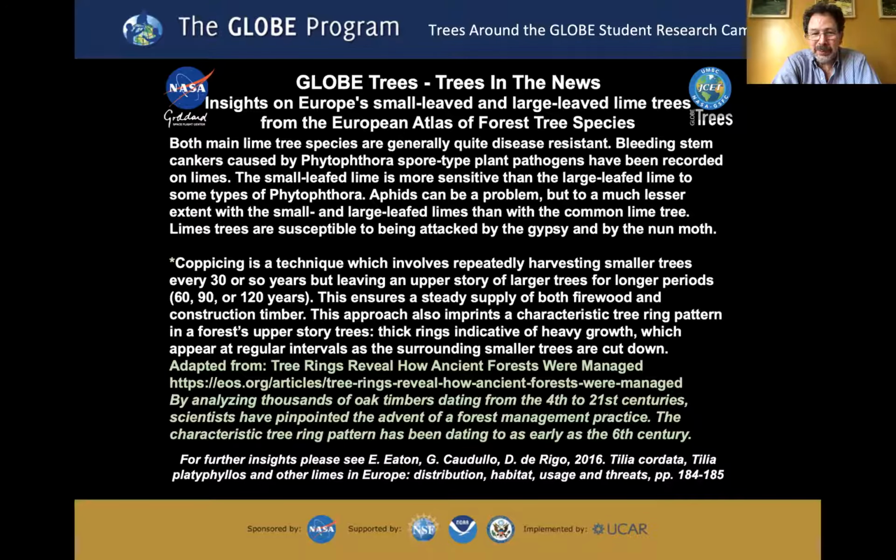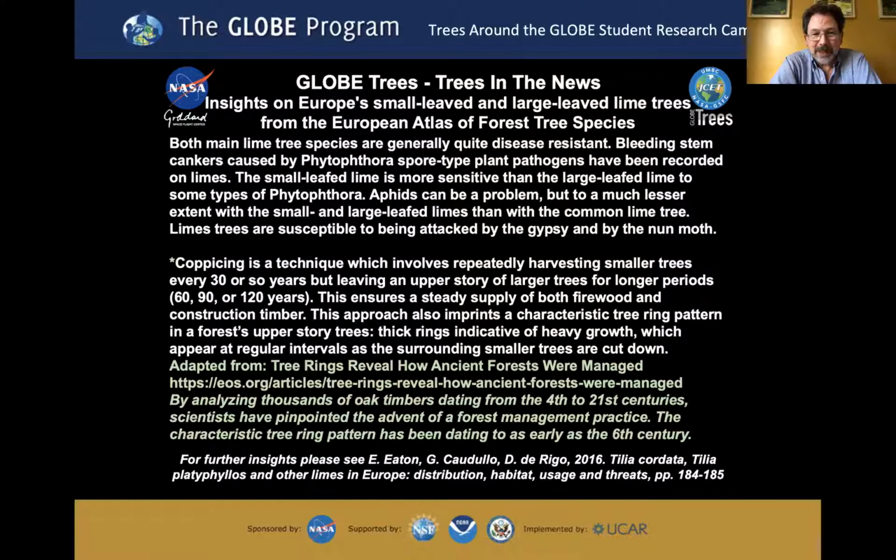And this is a little more detail on coppicing, and thanks to my fellow member of the core team for finding this Earth EOS article. But coppicing is a technique which involves repeatedly harvesting smaller trees every 30 or so years, but leaving an upper story of larger trees for longer periods. So this ensures a steady supply of both firewood and construction timber. This is based on oak trees, but it applies also to a number of other trees, including limes.